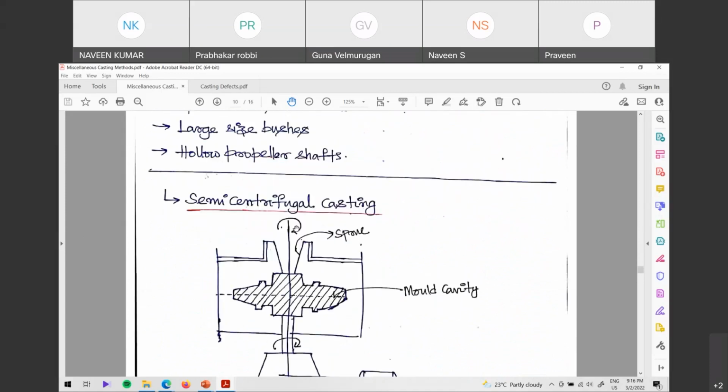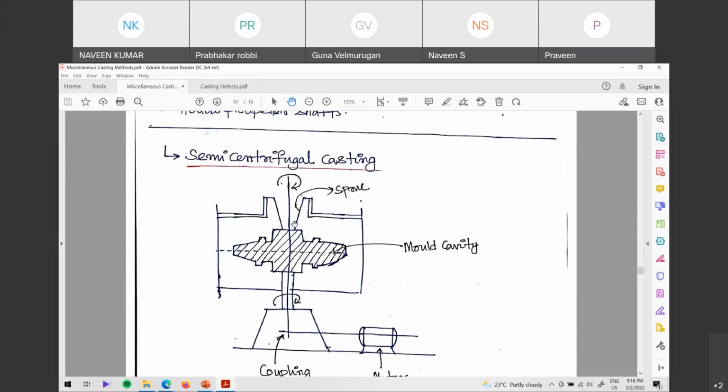Okay. Next is semi-centrifugal. Why semi-centrifugal? Here we are trying to pour the liquid metal through a screw, and you see here this is your object. We have cut it into half, I mean it's not exactly half, we are trying to spread across. This is your axis of symmetry here. Obviously this is a mirror image of this. You take any section, one side will be a mirror image of the other side.